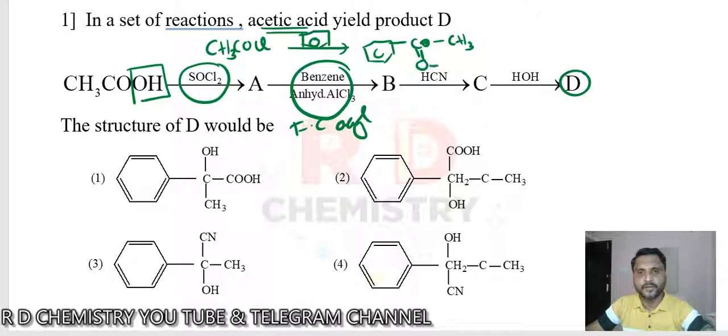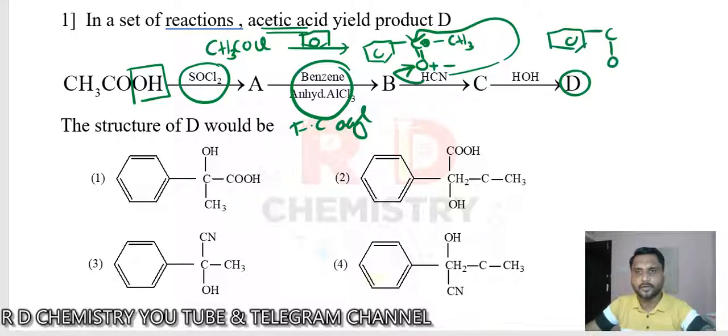Now there is the addition of hydrogen cyanide, H plus and CN minus. H plus goes to the oxygen and CN goes to the carbonyl carbon. So the carbon-oxygen double bond becomes a single bond. So the product C should be the benzene ring, then C with the OH form, then cyanide goes to the carbonyl carbon, then we have the other side CH3. Okay, this is product C.